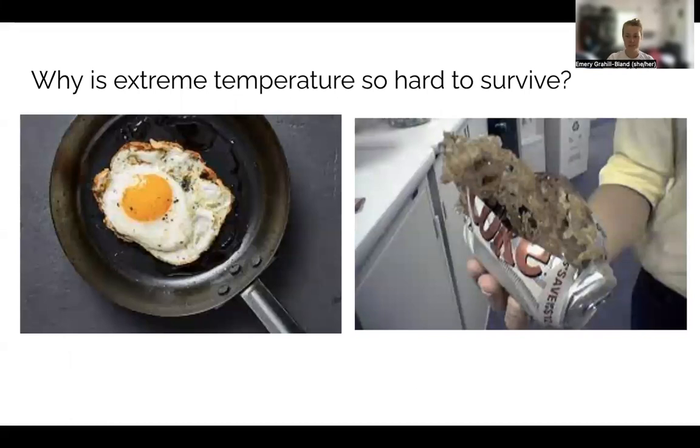Okay, so I want to start with temperature. Why is temperature so hard to survive at the extremes? So this is an image of a fried egg. When you fry an egg, essentially what happens is that the proteins of the egg get denatured and the molecular structure changes so that you get a completely different outcome. And then you have an image of a frozen Coke can in which the water in the Coke has frozen solid and has ruptured the can. So we can think of these as the two extremes of hot and cold temperature, and these as analogies for what would happen to a microbe.